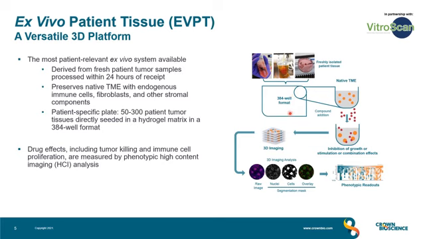We typically have 8 replicate wells per treatment condition, and with one patient sample we can test ranging from 15 to 25 different treatment conditions in this format. So as you can see, it's a medium throughput format.